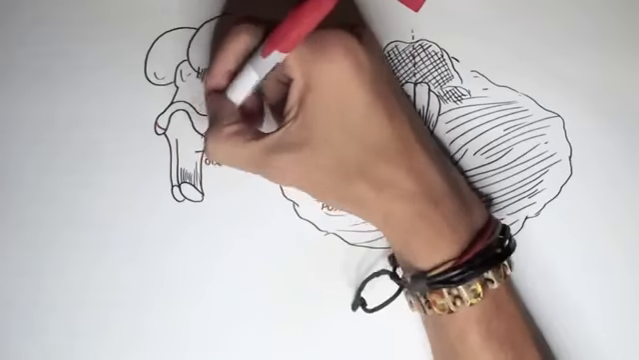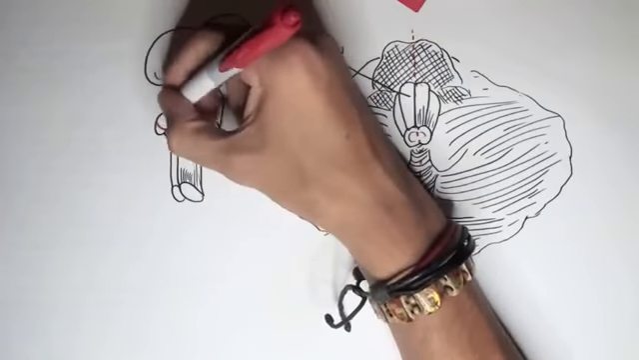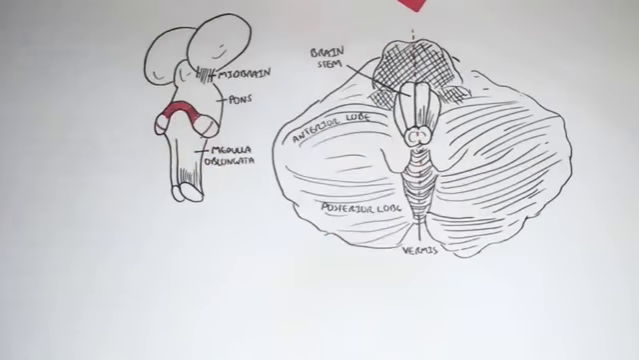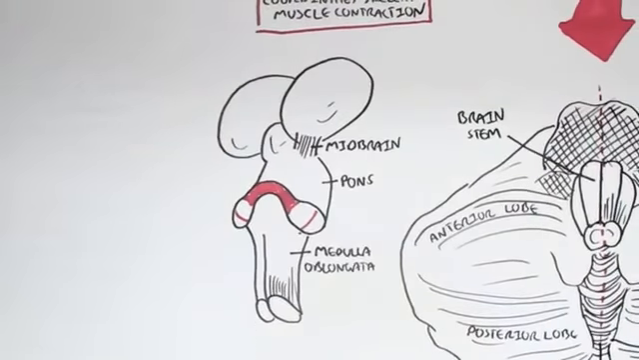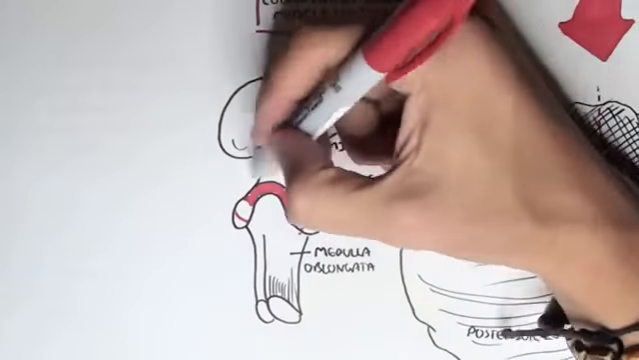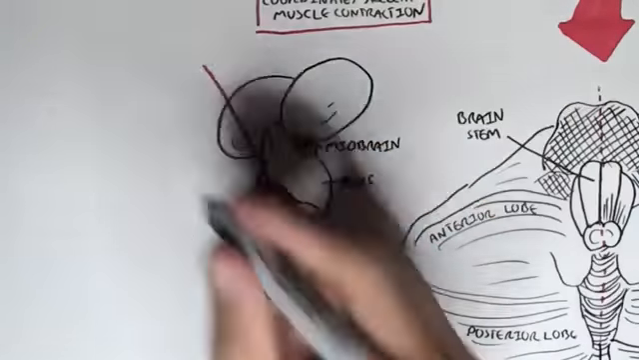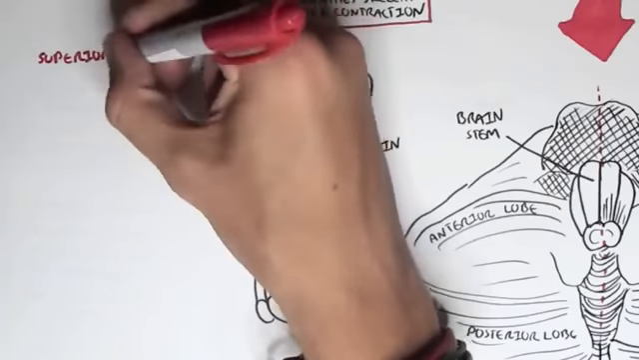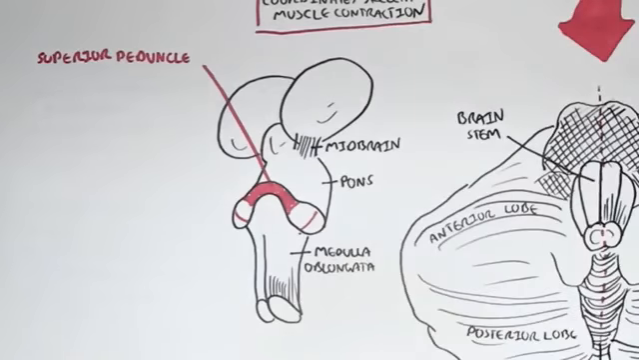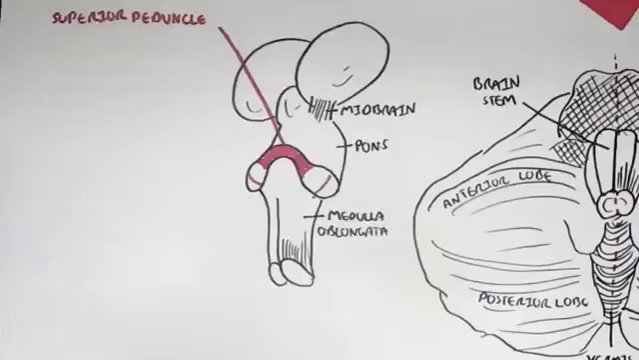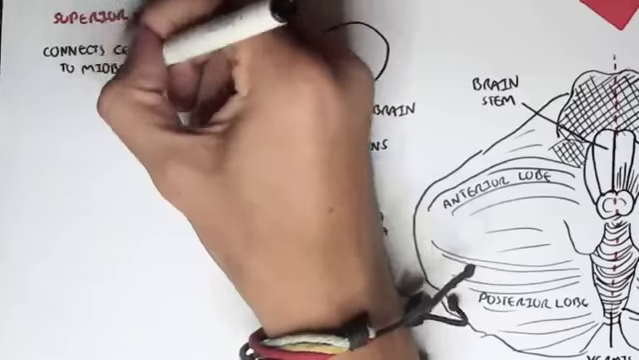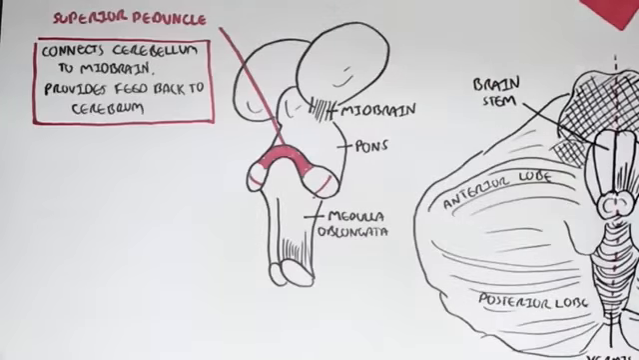And we're only concentrating on this area here, which is the cerebellar peduncles, part of it, which connects the cerebellum to the brainstem. Of course, in this diagram, I did not draw the cerebellum because we're only concentrating on these fibers. And remember that we have three cerebellar peduncles. The superior peduncle connects the cerebellum to the midbrain, and it also provides feedback signals to the cerebrum.